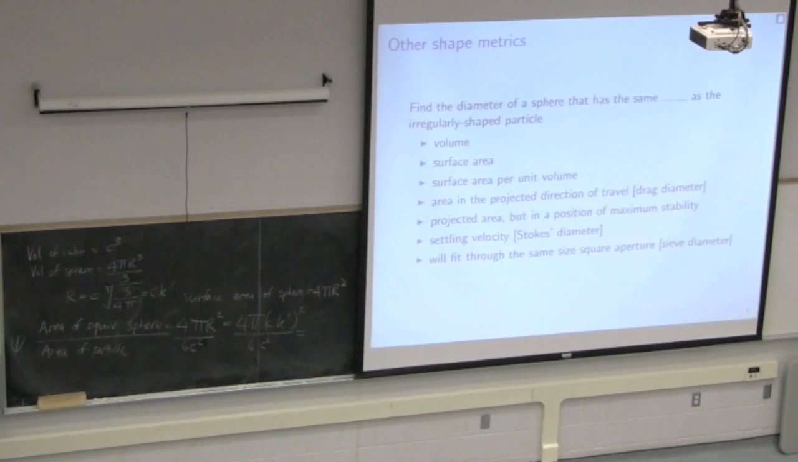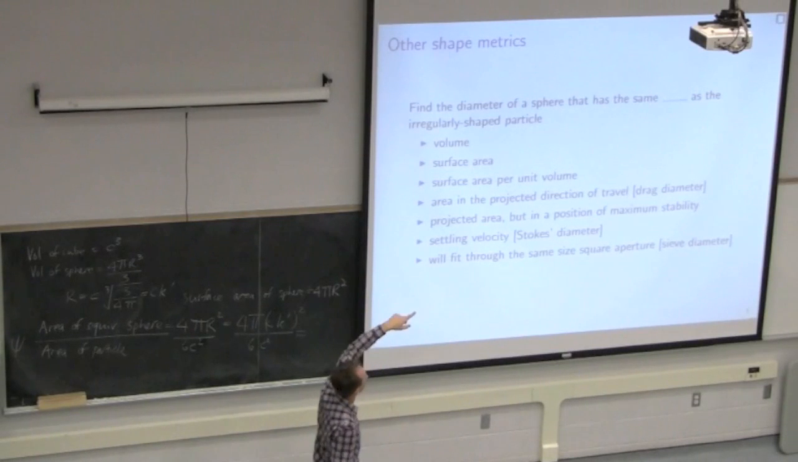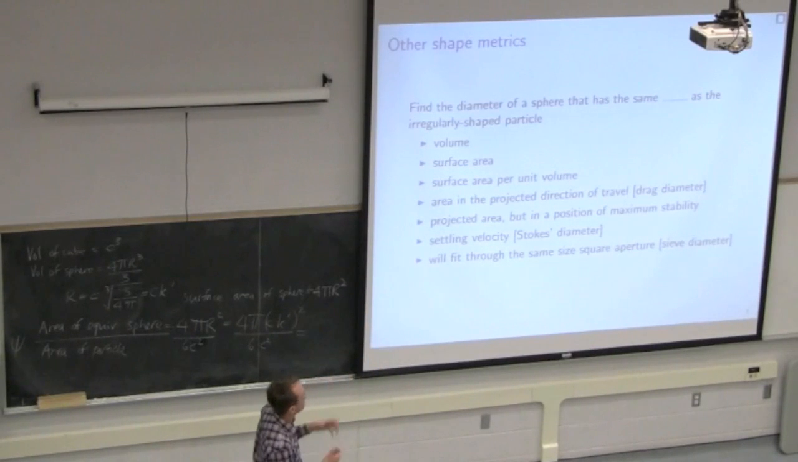Now, there's other ways you can describe irregularly shaped particles. The common theme, though, is the following. We're going to find the diameter of a sphere, or the radius of the sphere, it doesn't matter which. The diameter or radius of a sphere that has the same property as the irregularly shaped particle.